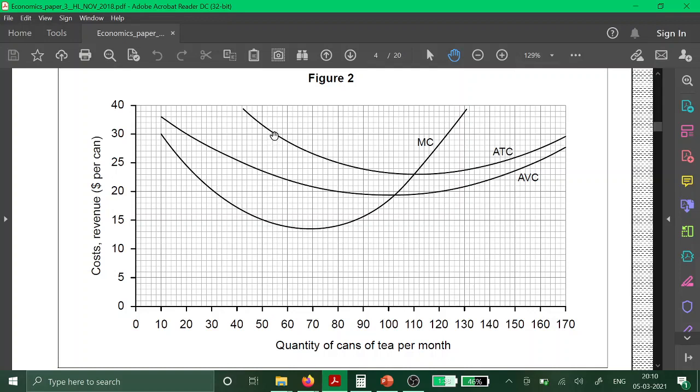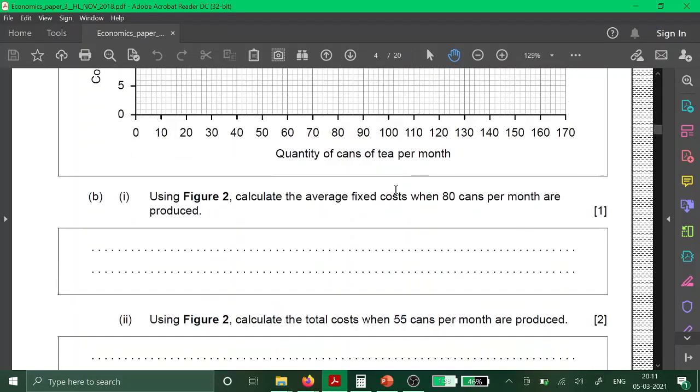Here you have to straight away go to the ATC curve, right? That is your average total cost curve, this one. You are getting $30, right? Now if you multiply this $30 into the number of cans, then you get the total cost. So 55 into 30. Since you have been given 2 marks here, just writing the figure is not enough. You have to show the calculation steps also.